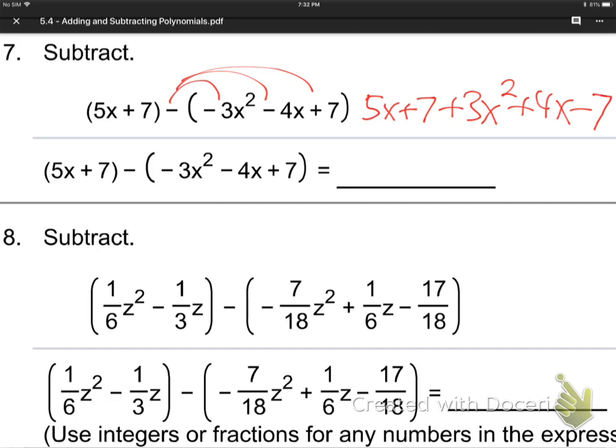So now I'm going to start with the highest power. Who's the highest power term? Yeah, that 3x squared. Do him first. So 3x squared, start with that one. He's in a class by himself. There's no other x squareds. So next I'll do the regular x's. 5x and 4x is 9x. And then what happens with the 7s? Plus 7 minus 7. They just drop out, and there we go. 3x squared plus 9x.